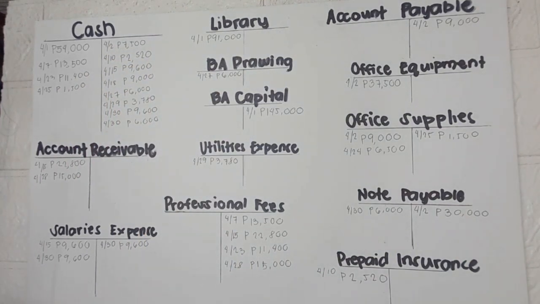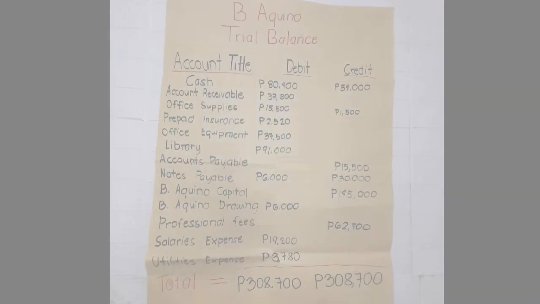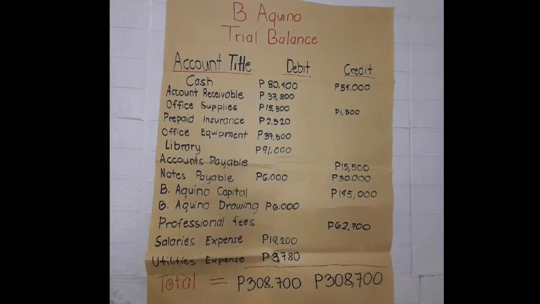So let's proceed to our trial balance. Here is the trial balance of B.A. Aquino. After we do the T accounts, it shows here na the balance namin ang debit and credit.